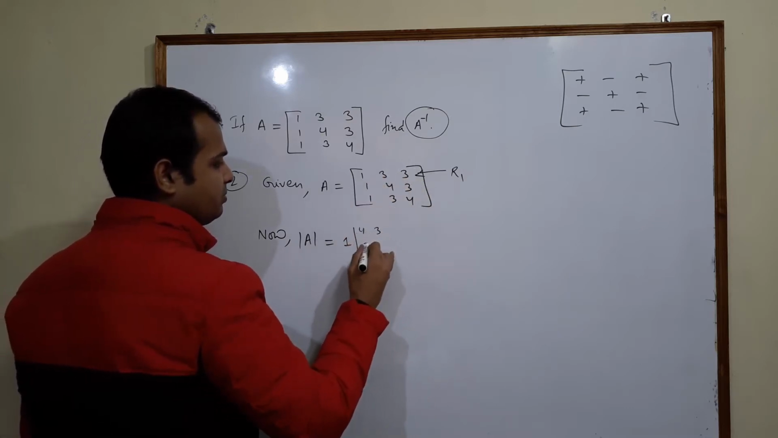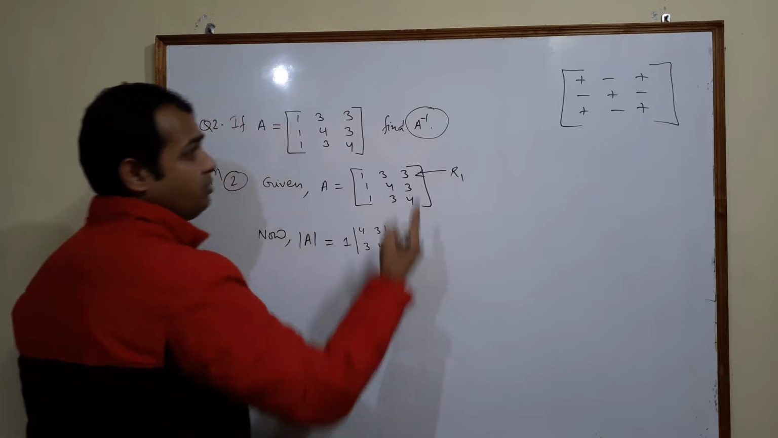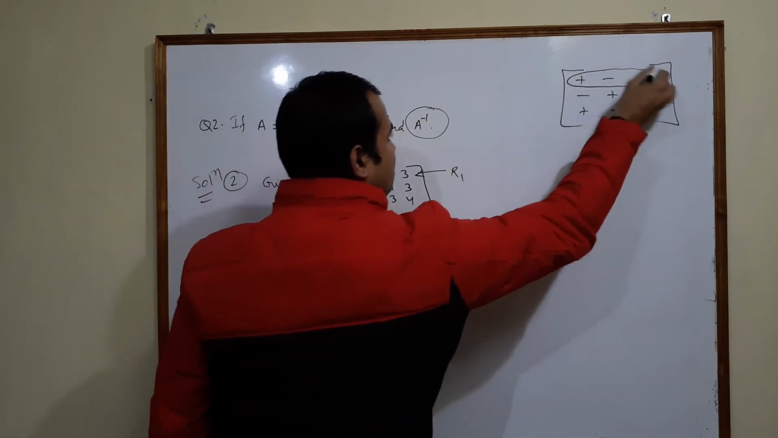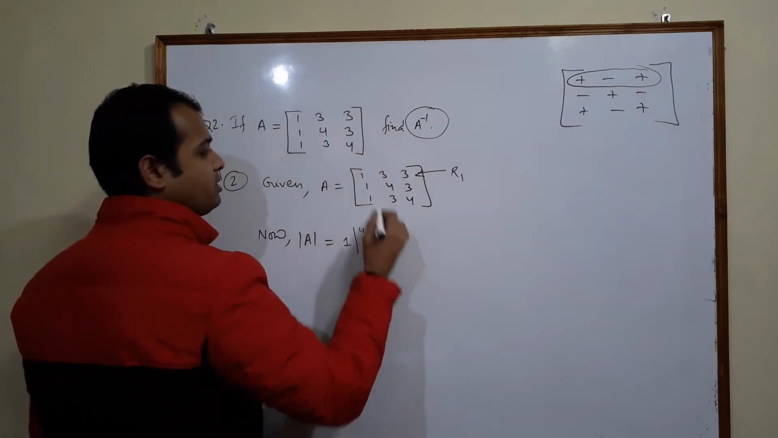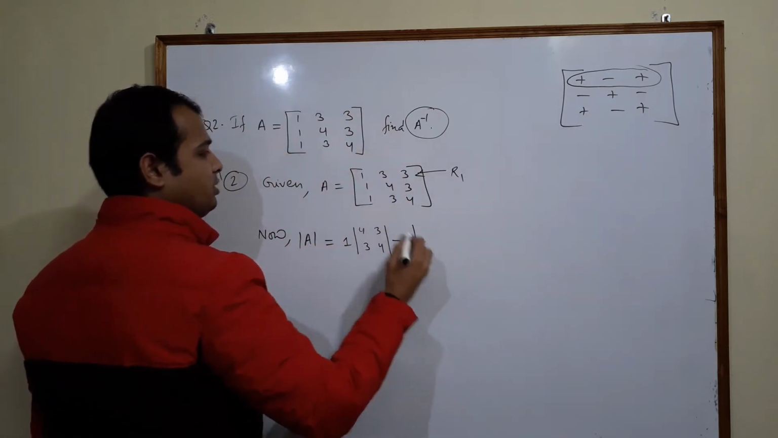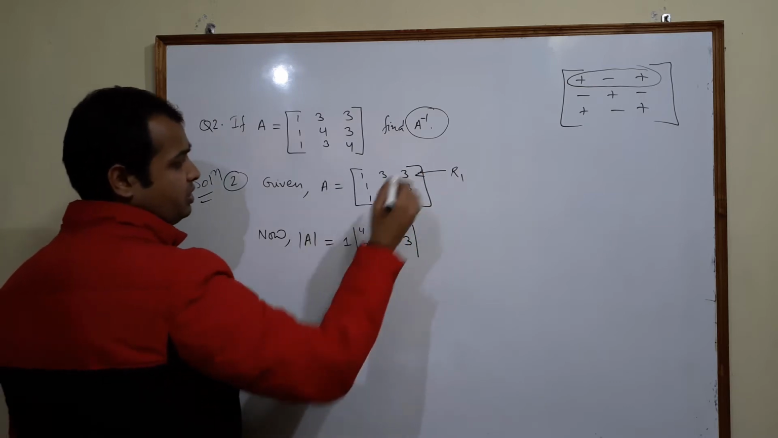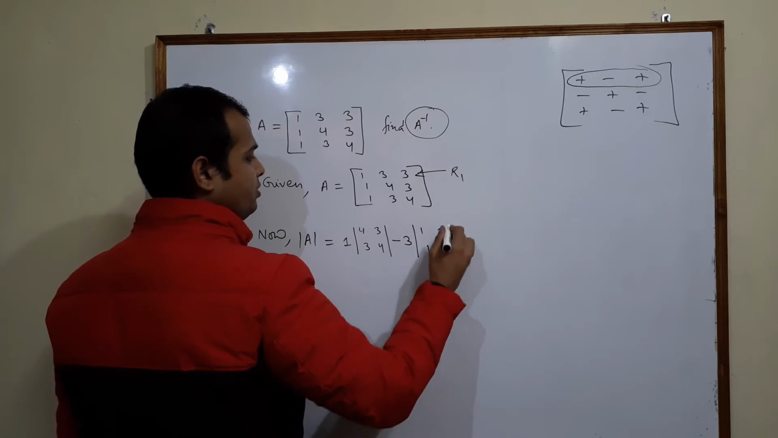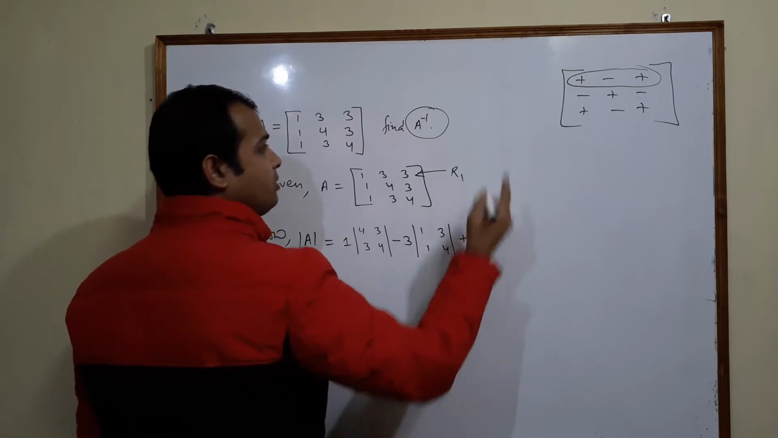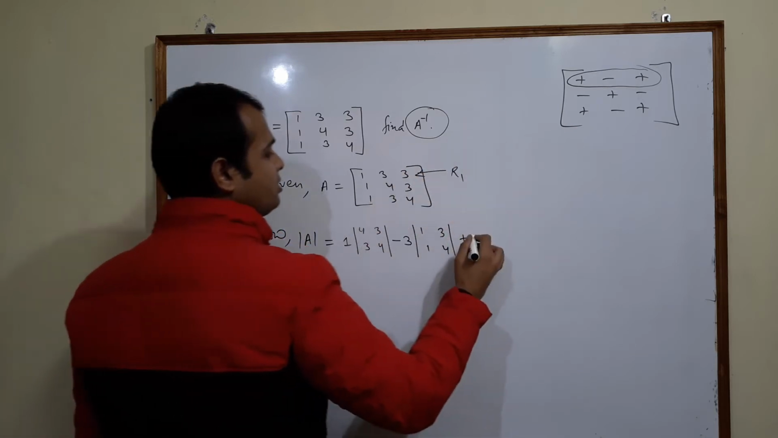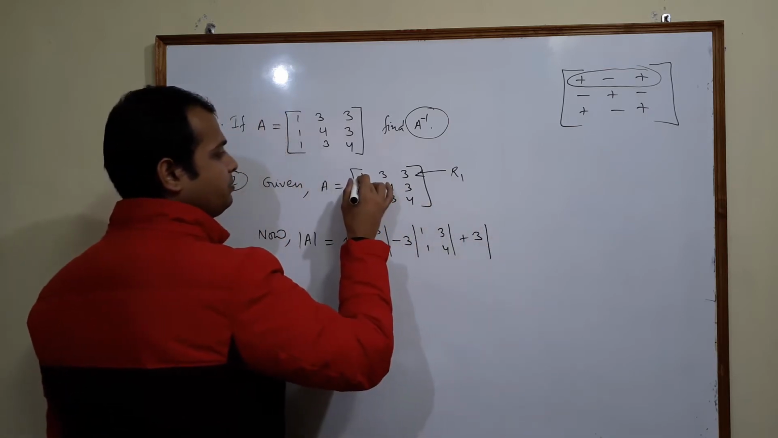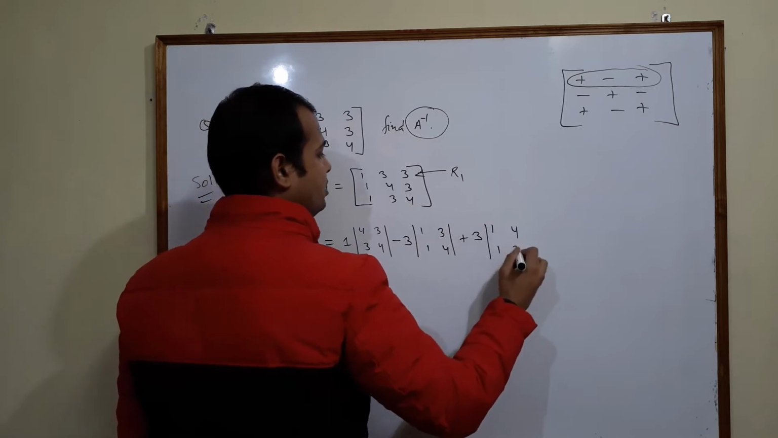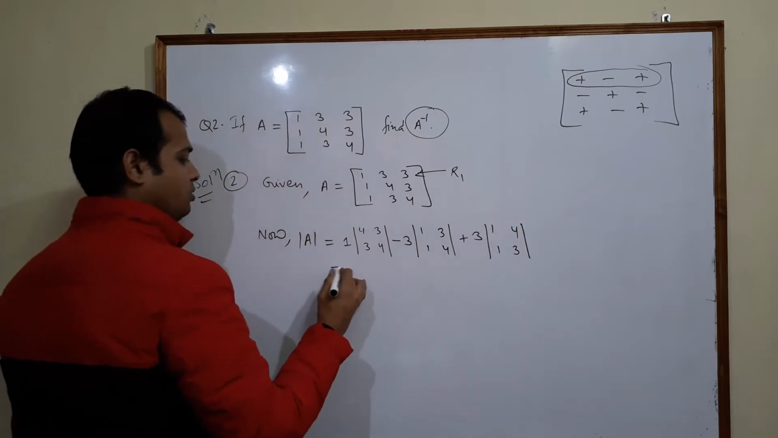Okay, then we'll write down that sign, because we are doing along the first row. Okay, so minus, then we'll copy the element 3, then cover this second column, cover this row, then you are left with 1 3 1 4. Okay, then that sign will come plus. Okay, then copy this 3, then cover this first row and this column, then you are left with 1 4 1 3. Now you know how to solve.